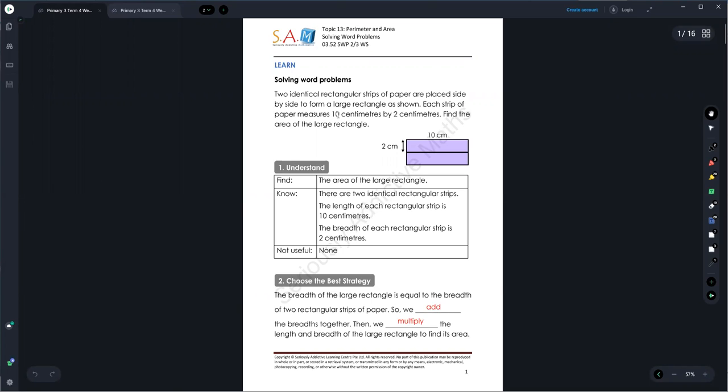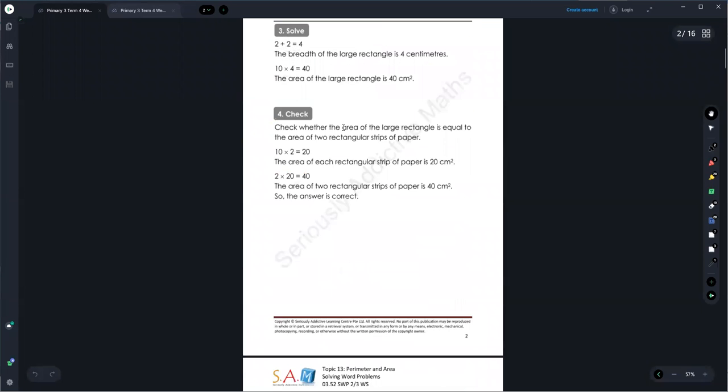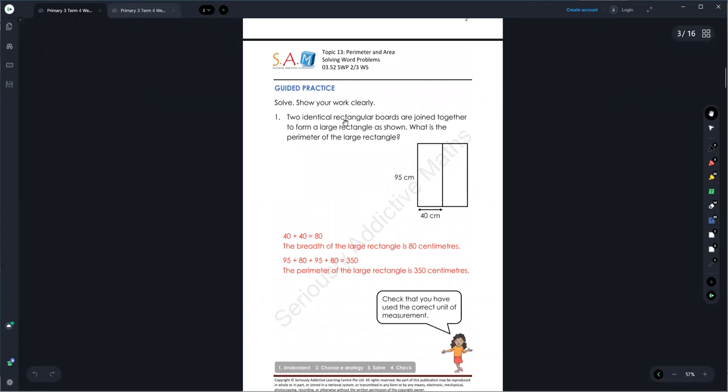So this week we're going to have two booklets. They are all on word problems for perimeter and area. Let's start with the first booklet. I would say that we can just skip the learn segment and use the guided practice to teach.